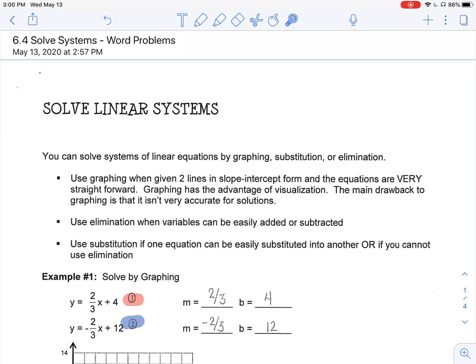So today's lesson, we're talking about solving linear systems, specifically how they would arise in word problems. So there's basically three ways we can solve linear systems. We can solve them by graphing, substitution, or elimination.